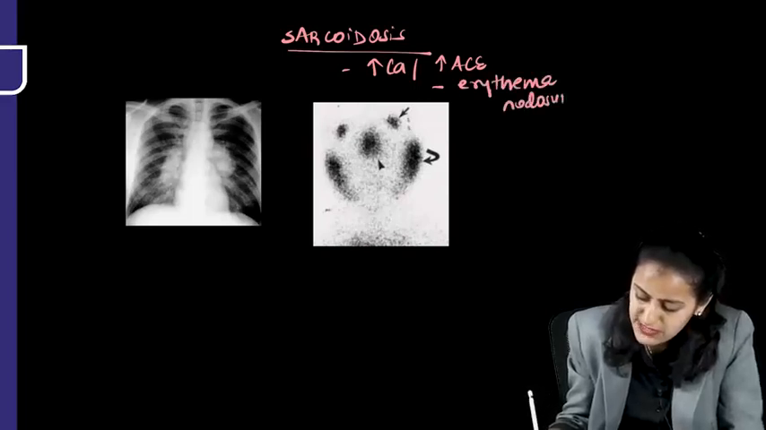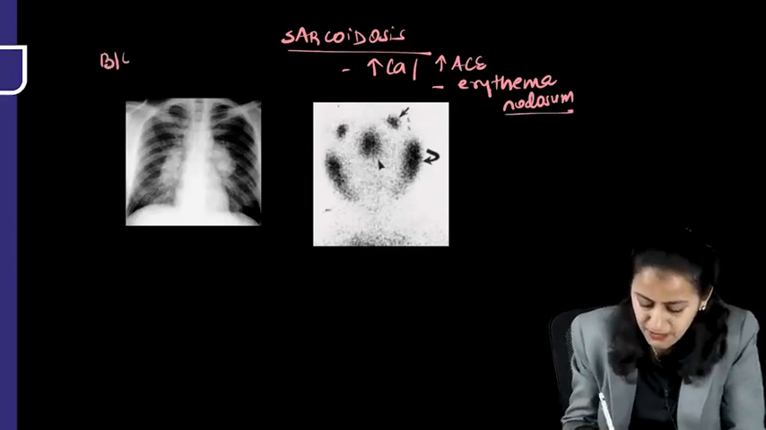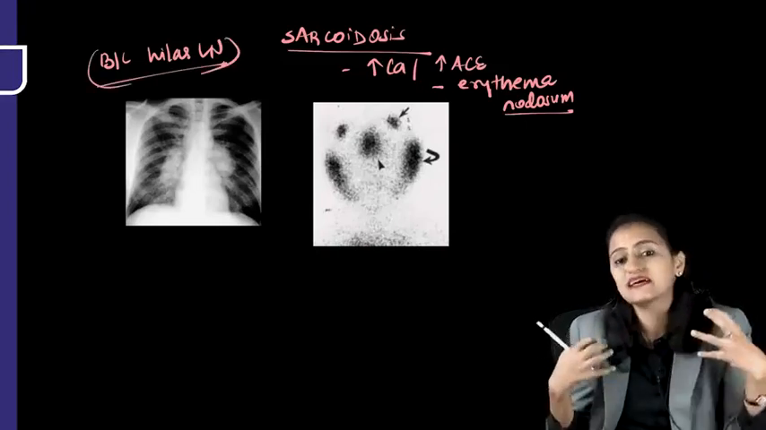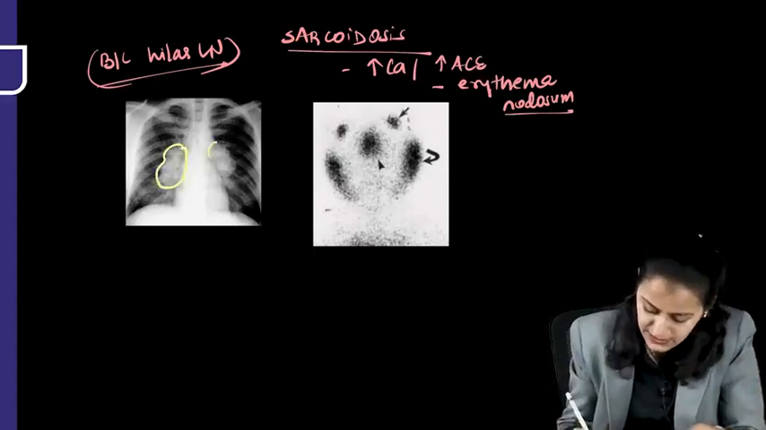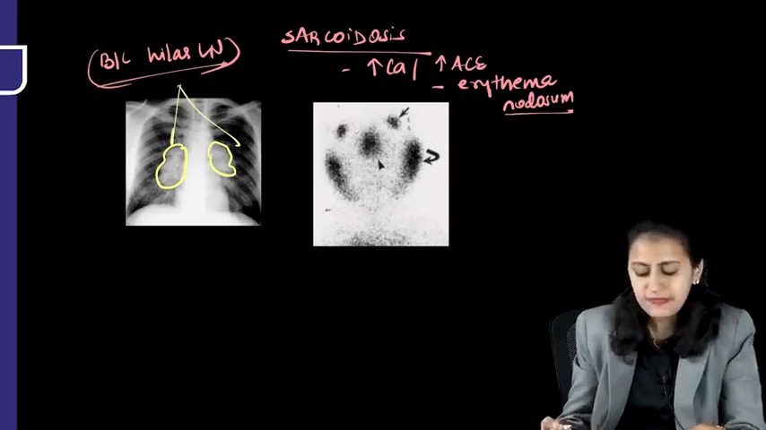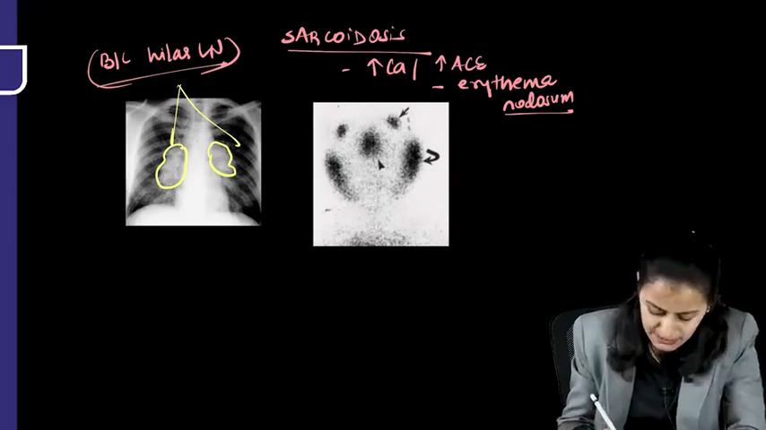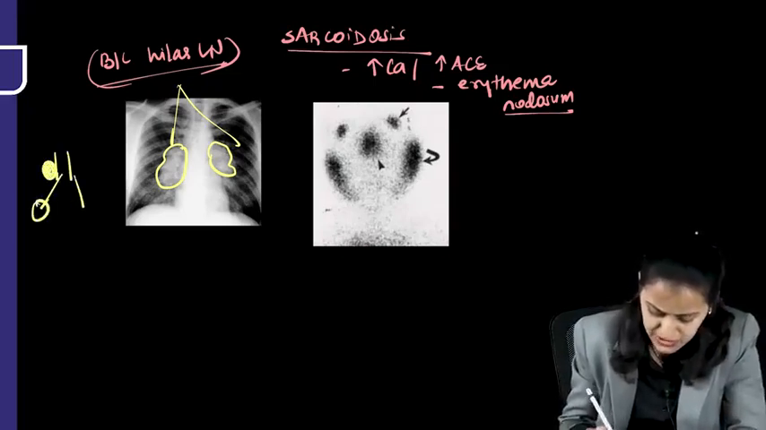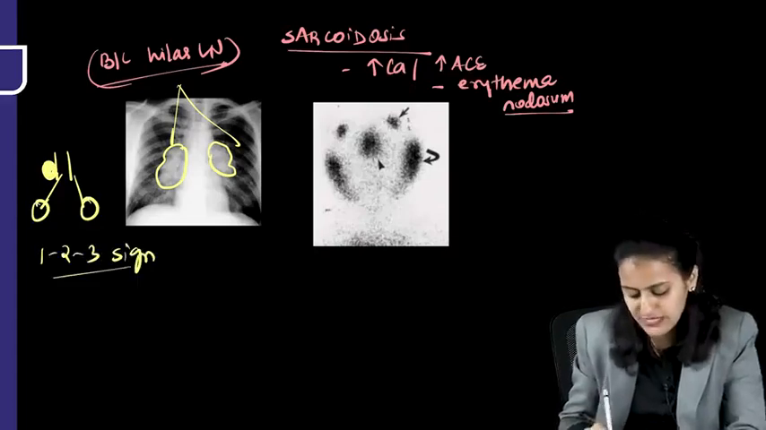What is the first radiological finding? The most common radiological finding is bilateral hilar lymphadenopathy. Very, very frequently asked, whenever you have bilateral hilar lymphadenopathy, think of sarcoidosis. Like you are seeing here, the bulky bilateral hilar lymphadenopathy is suggestive of sarcoidosis. Sometimes we might also see the right paratracheal lymph node, the right hilar, the left hilar lymph node. Then it is called the 1, 2, 3 sign.